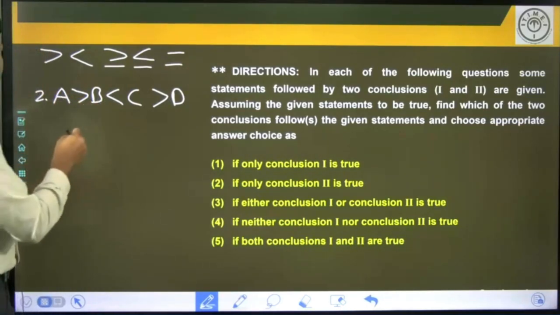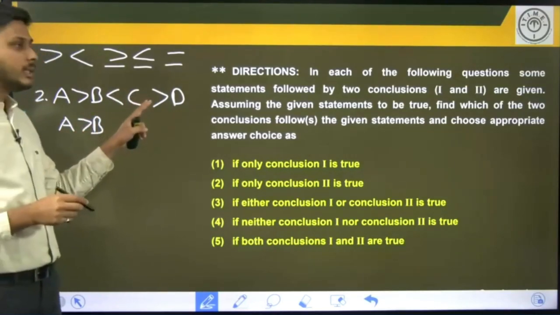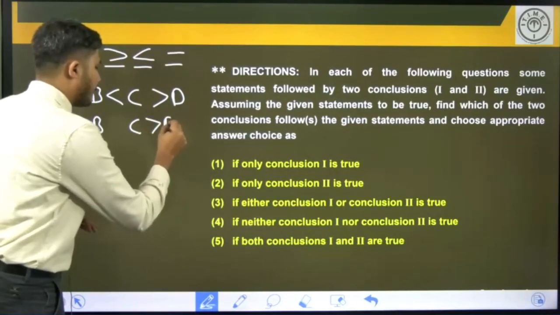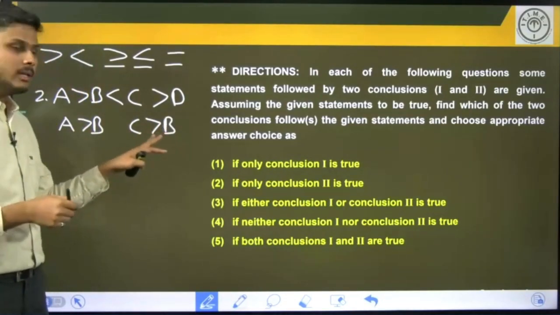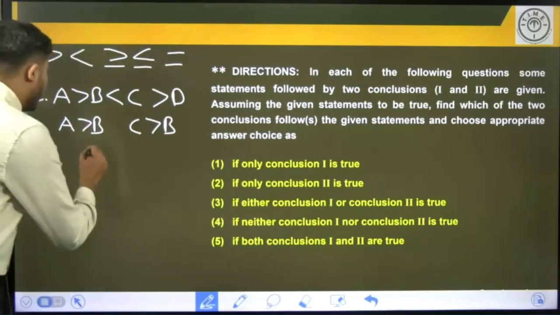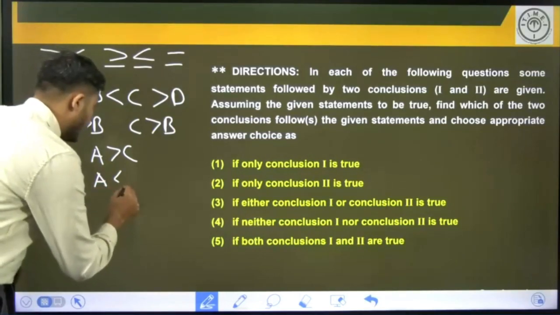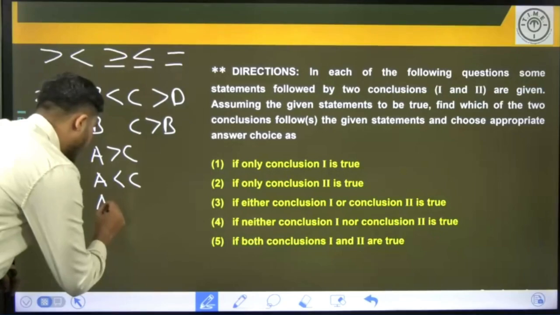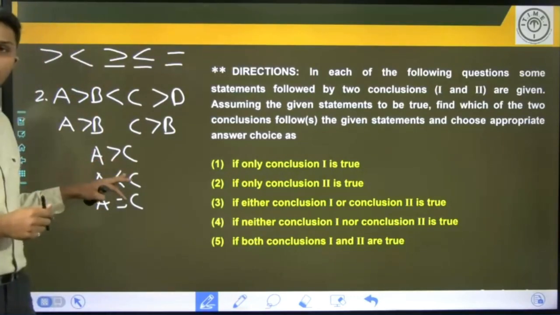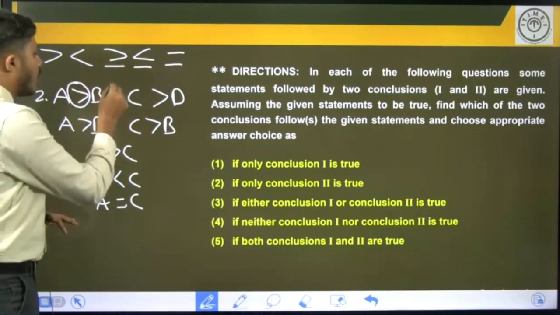So let's find out the relation between A and B, which is A greater than B, and the relation between B and C is B less than C, which is the same as C greater than B. So in this case we can see that both A and C are greater than B, but we cannot definitely conclude if A is greater than C, or A is less than C, or A equals C. So in this case we cannot definitely conclude whether A is greater than, less than, or equal to C. This happens if the symbols here are opposite.